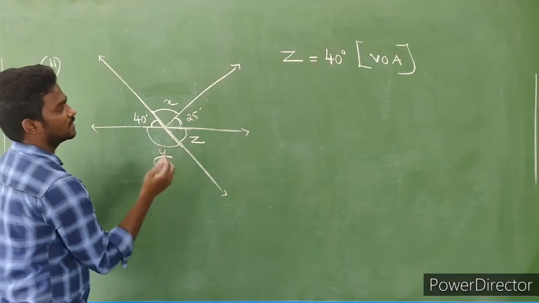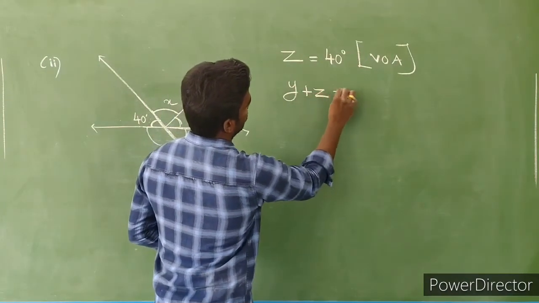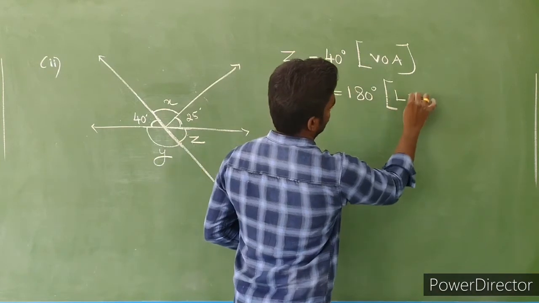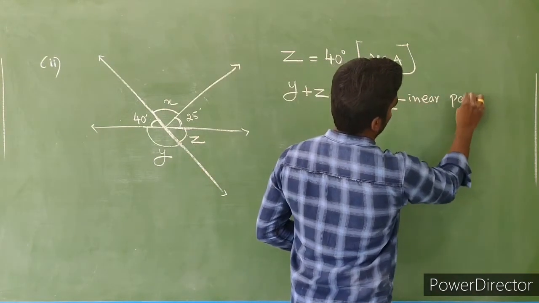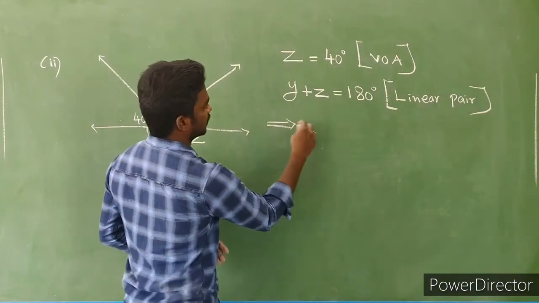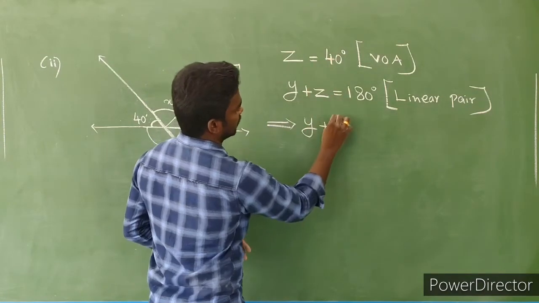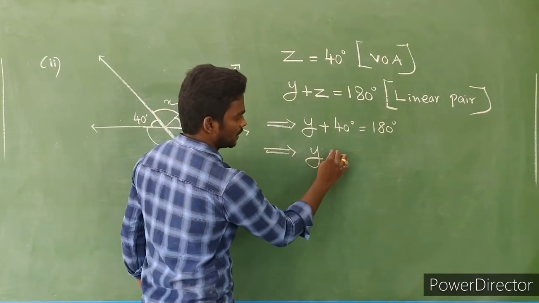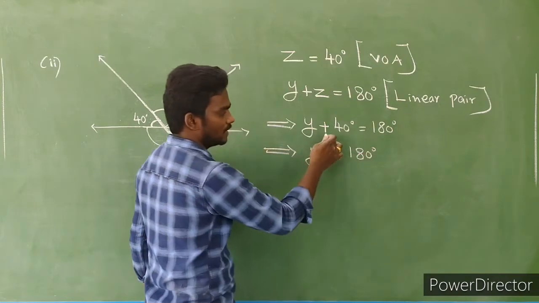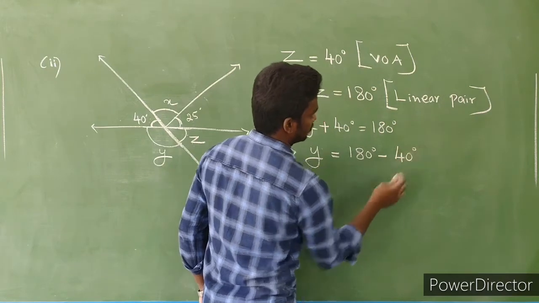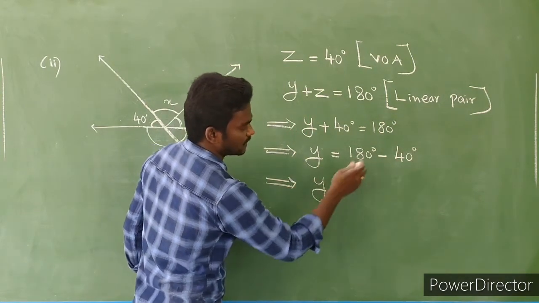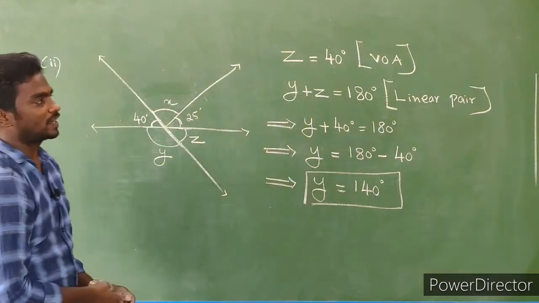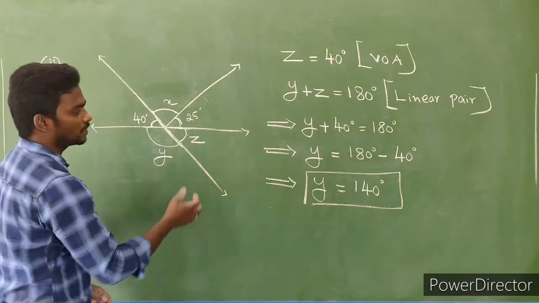Next, we want to find Y. Angle Y plus Z is equal to 180 degree, because these angles Y and Z are a linear pair, right? Implies Y plus 40 degree is equal to 180 degree. Keep the value Y on the left side, and the right side value is 180, and this 40 is transposed to minus 40 degree. Implies Y is equal to 180 minus 40, which is 140 degree. So Z is 40 degree and angle Y is equal to 140 degree.